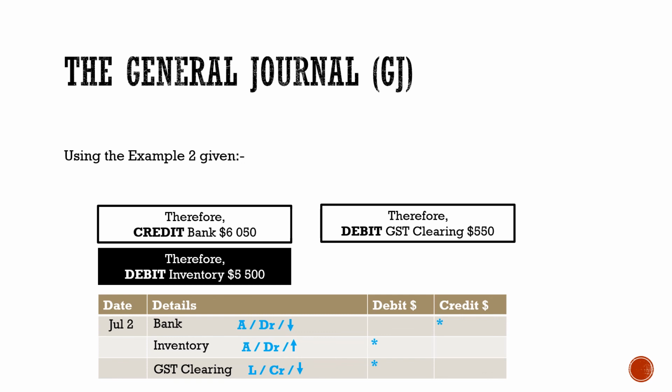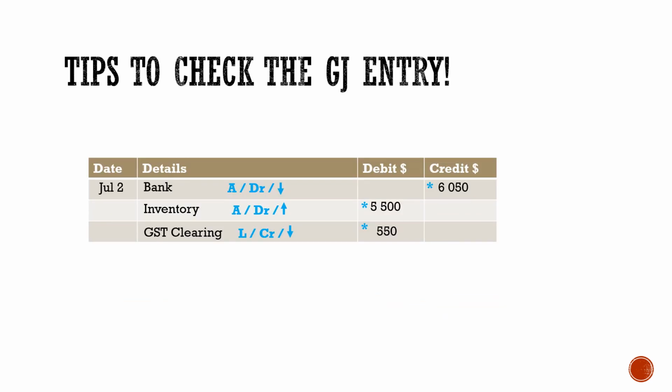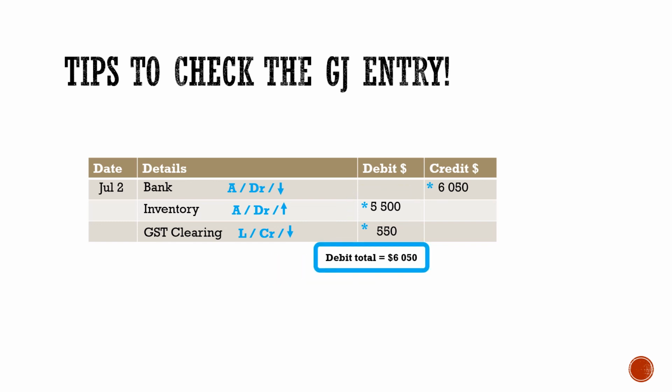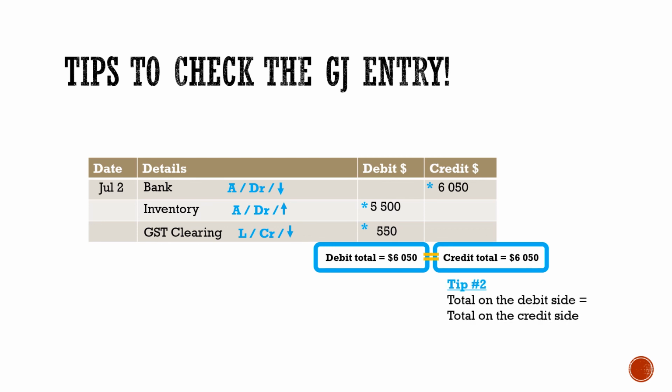Lastly, we input the dollar amounts, starting with the bank, which has been credited for the amount $6,050. The inventory has been debited by $5,500, and the GST clearing has been debited by $550. Here are a couple of handy tips to help you check that the general journal entry is correct. Tip number 1. Note that the GST will always be on the same side as the purchase or the sale. And tip number 2. Check that the total amount on the debit side equals the total amount on the credit side.